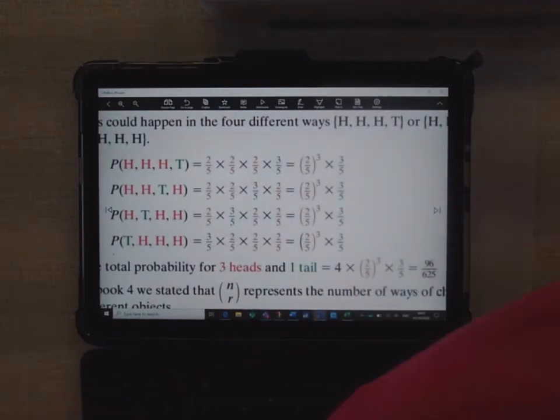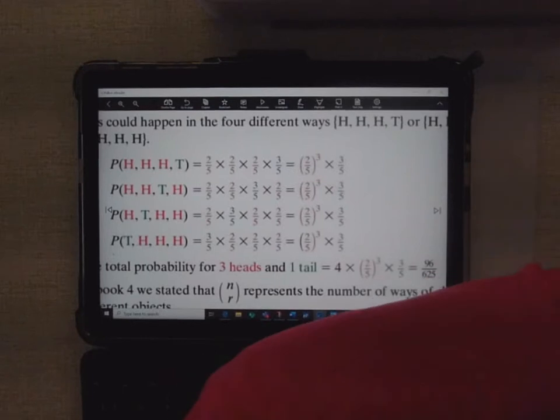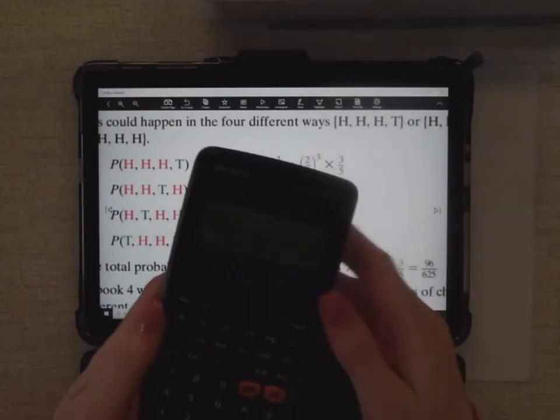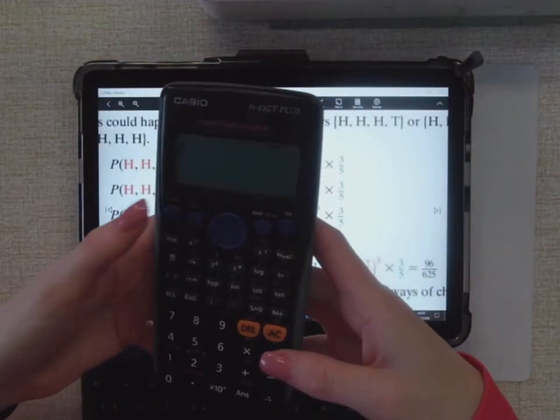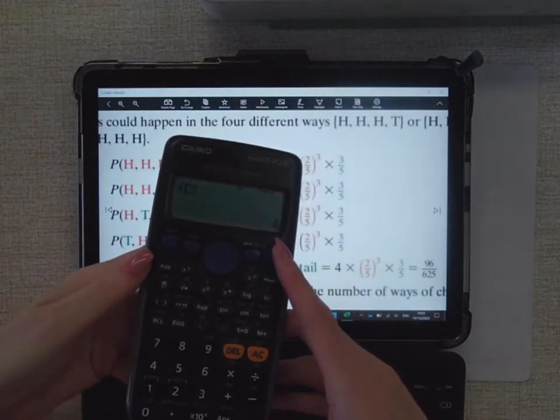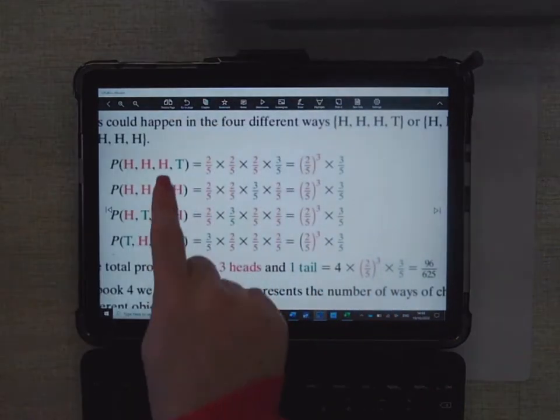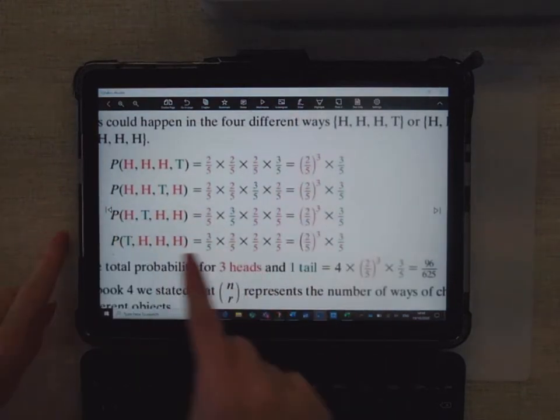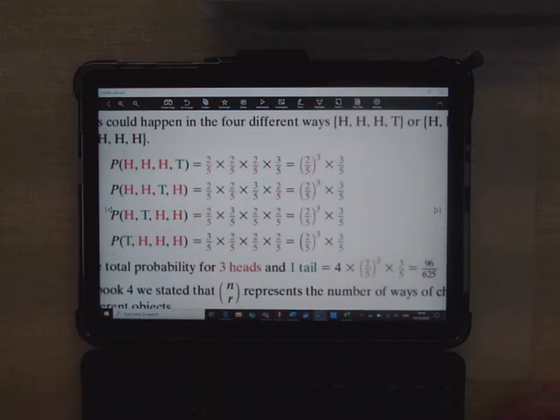And if I go to my calculator and I put in 4, choose 3, I get 4. That's the 4 different ways it can happen here. So rather than doing it all out like this, I can use the binomial.